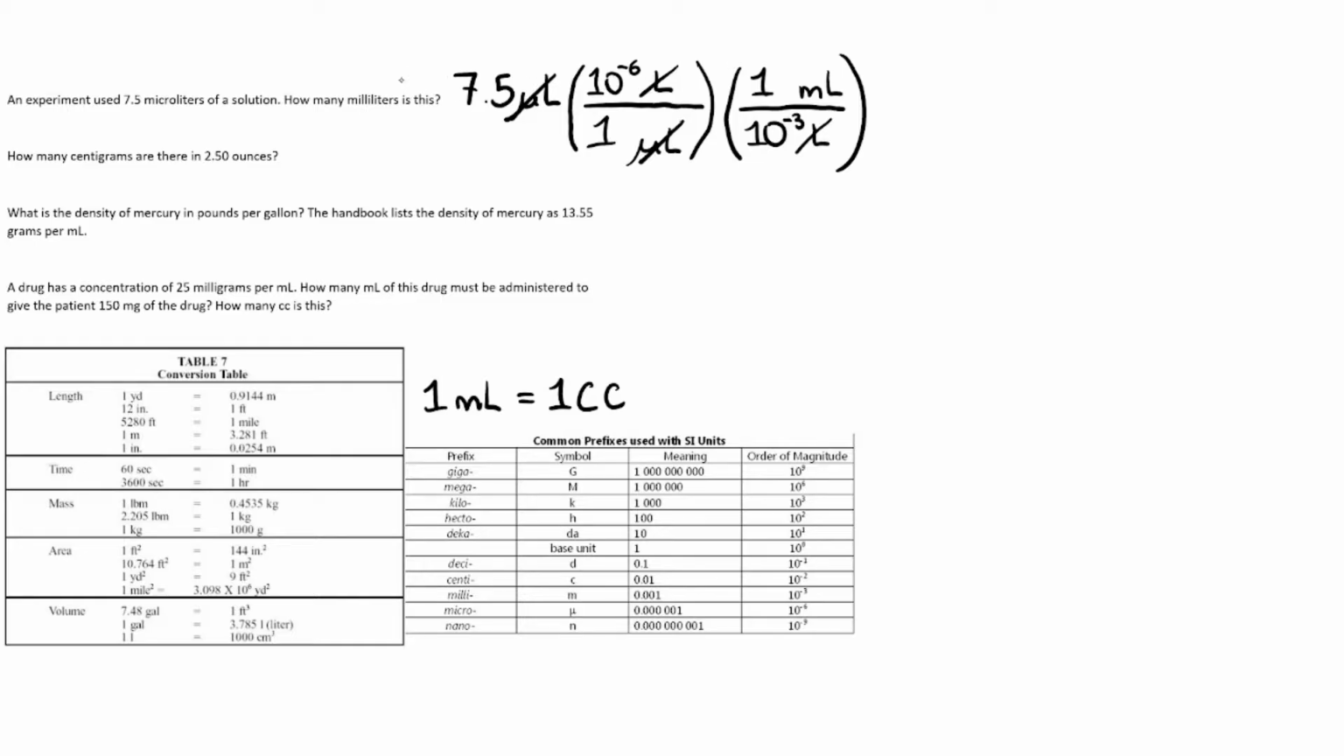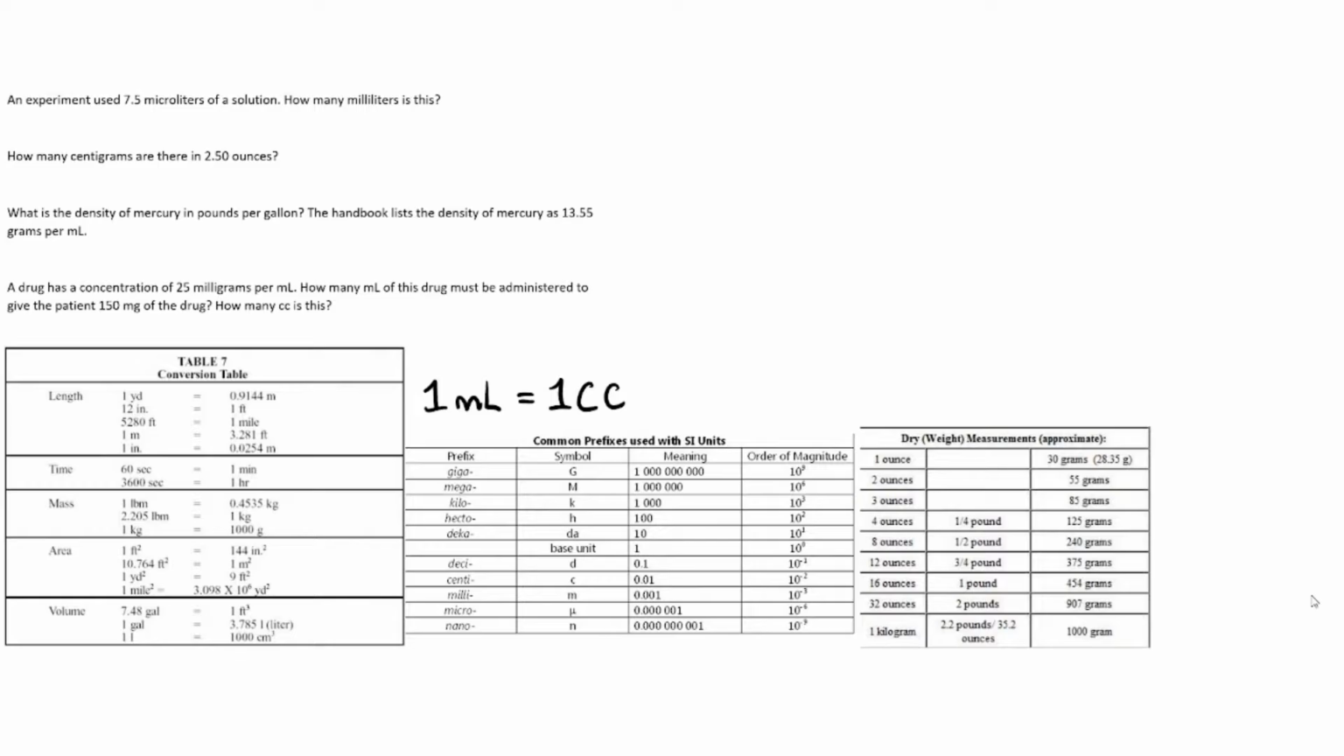Now we're going to multiply straight across the numerator and the denominator. That looks like 7.5 times 10 to the negative 6 divided by 10 to the negative 3, and that equals 7.5 times 10 to the negative 3 milliliters. That answers question number 1. Let's look at question number 2.